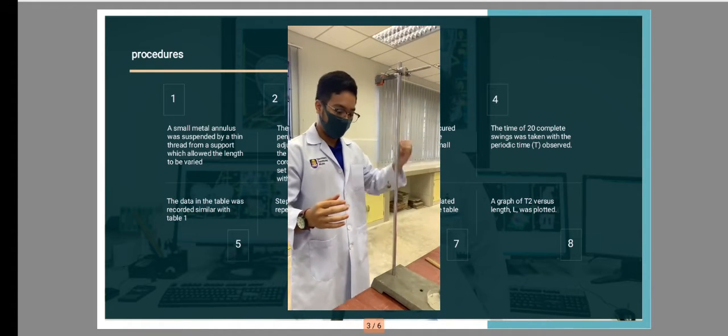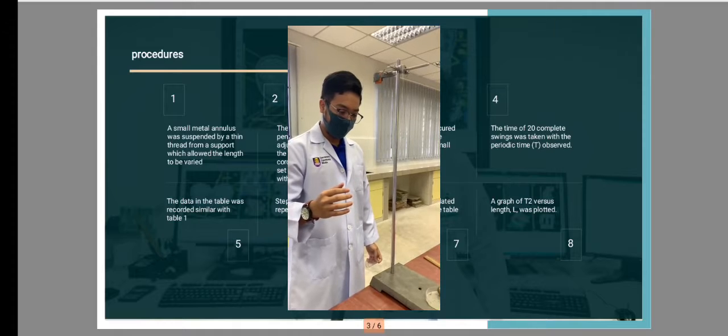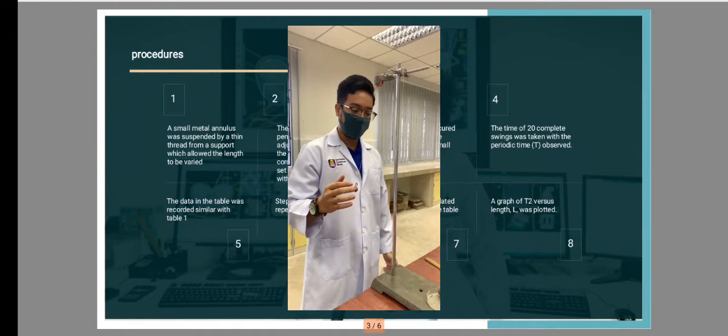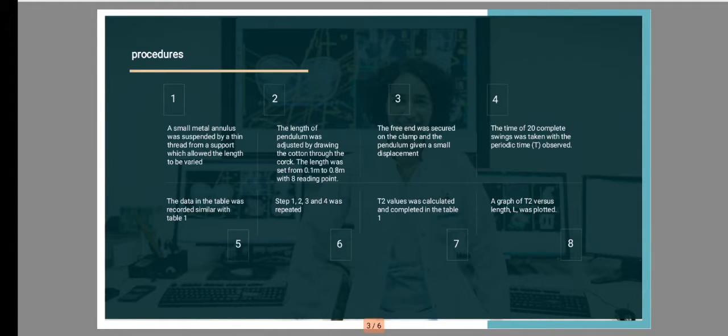The fifth step, the data was recorded in the table similar to table 1. And next, steps 1, 2, 3, and 4 were repeated again. And the seventh step, the T squared value was calculated and completed in table 1. And the last step, a graph of T squared versus length, which is L, was plotted.